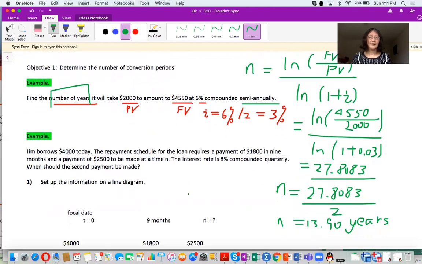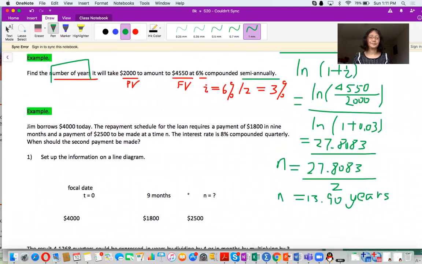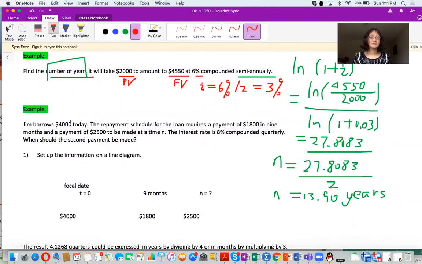Okay, next example. Jim borrowed 4,000 today. The repayment schedule for the loan requires a payment of 1,800 in 9 months and a payment of 2,500 at a time n. The interest rate is 8% compounded quarterly. When should the second payment be made? So that is the question.